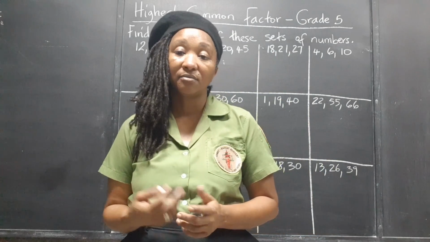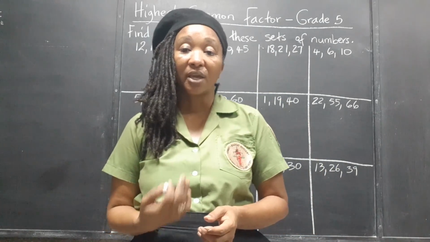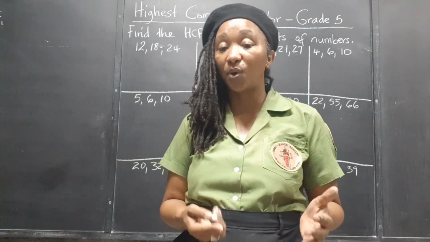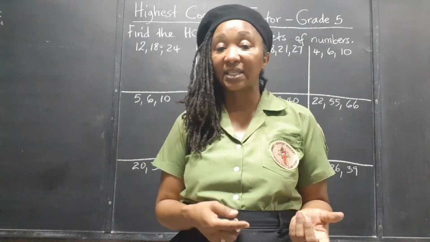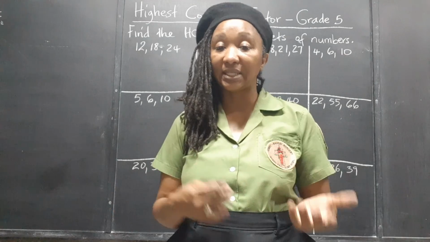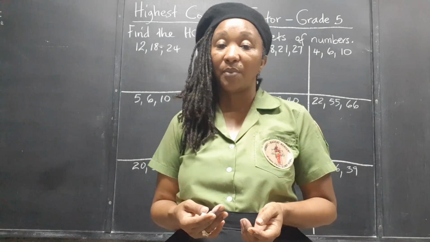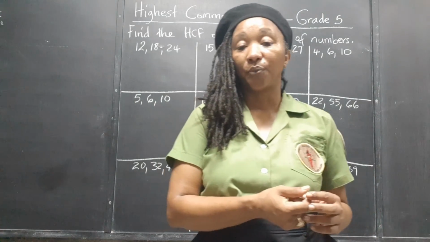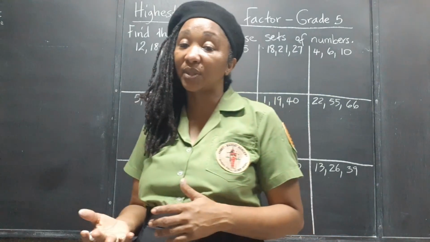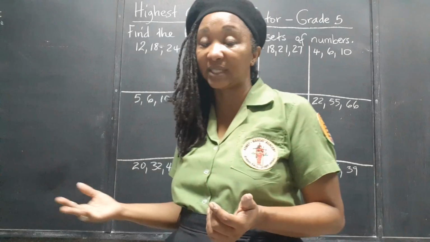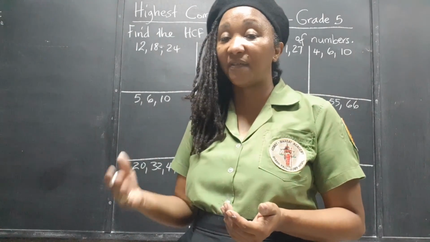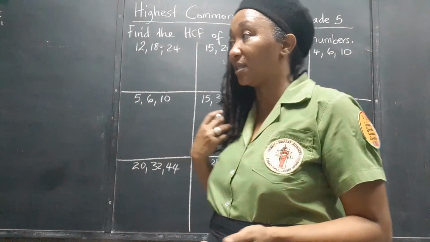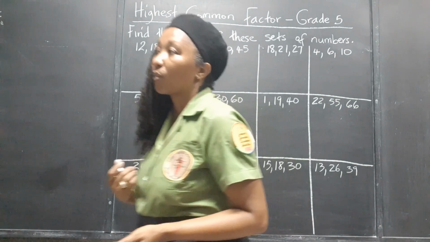Another method would be, given the set of numbers, look at the smallest of the numbers. If it can go into the other numbers, then it is the highest common factor, because you couldn't choose a number higher than that one, right? So it has to start with the smallest number of the set, and if it can divide into the other numbers, then it is the highest common factor.